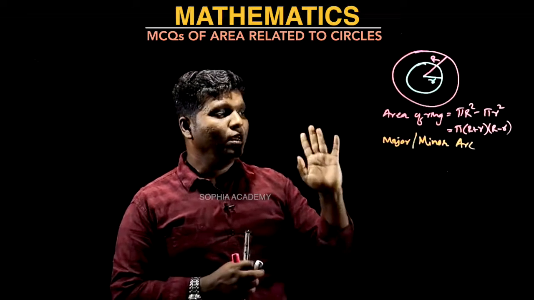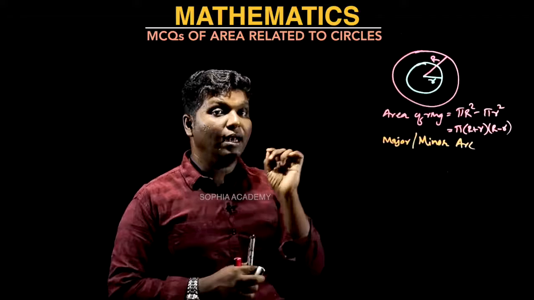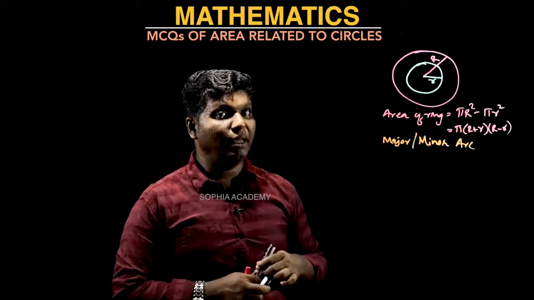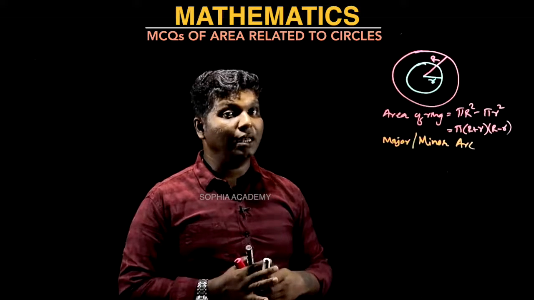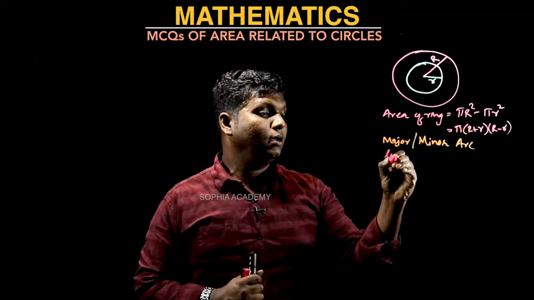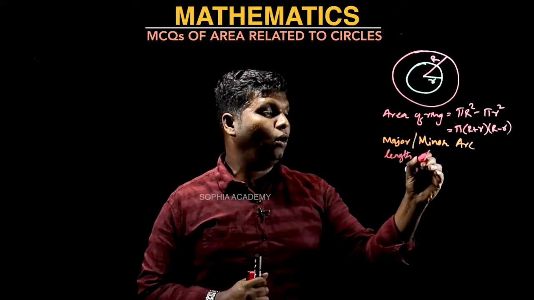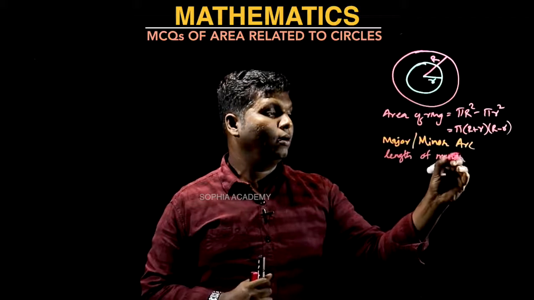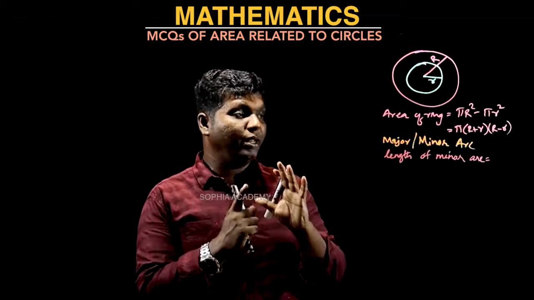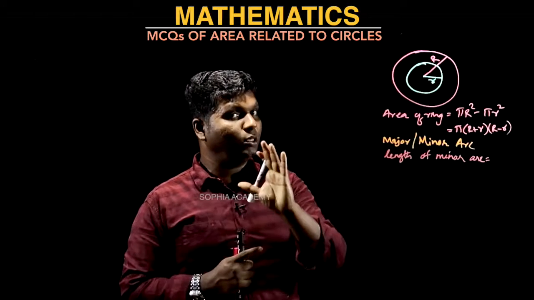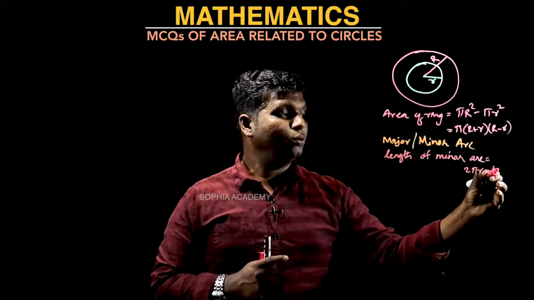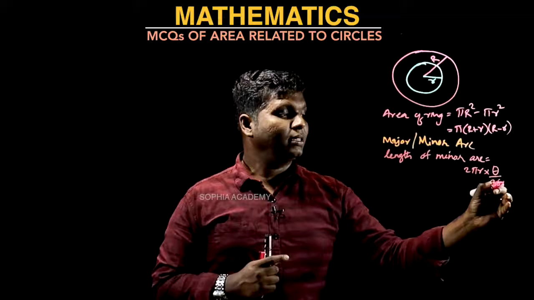So from here, the first equation you have to study is the length of the minor arc. If you study the length of the minor arc, you can find the length of the major arc also. So length of the minor arc is equal to, watch this very carefully. We already know the circumference of the circle was 2 pi r. So it is 2 pi r into theta divided by 360.